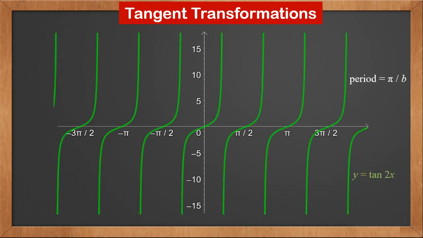Same as sine and cosine, b changes the period of tangent. This is tangent 2x. The original period is pi. One period is from minus half pi to plus half pi. The new period becomes pi over 2, which is half pi. One period is from minus quarter pi to plus quarter pi.